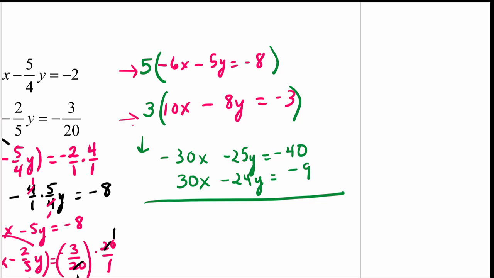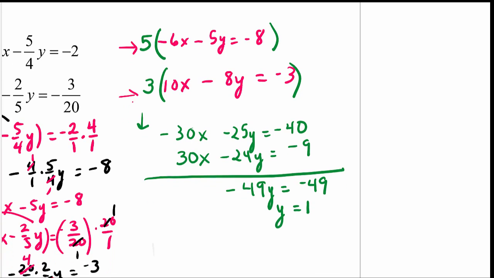My x's are going to give me 0. I did that on purpose, right? And then over here I have negative 49y equals negative 49. Well, isn't that handy? y equals 1. I love that. Okay, and then I get to choose.